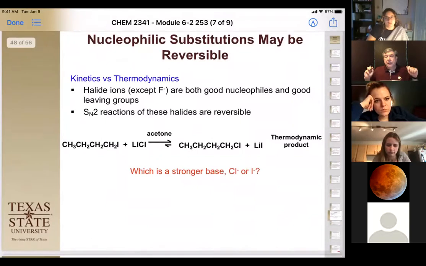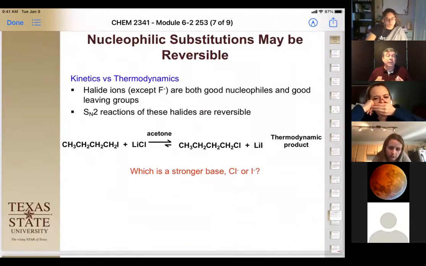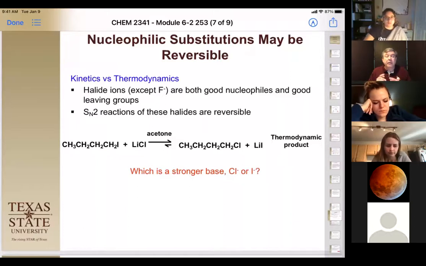So, can you trick your reaction? And the answer is yes. You can make it a thermodynamic product or a kinetic product by changing your solvent or changing your reactant. In the case of halogens, all of them are good nucleophiles, but they're also good leaving groups, except for fluorine. So that means we can interconvert them, and we can do it using an SN2 reaction.